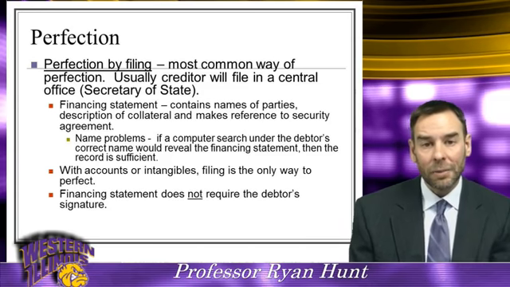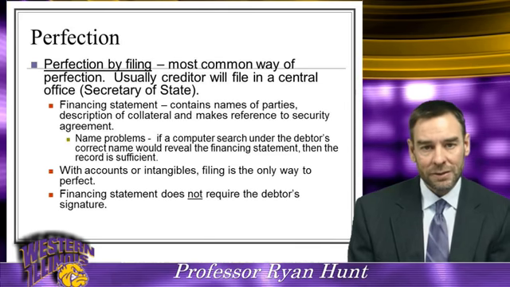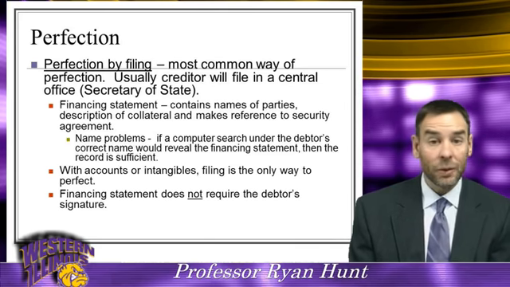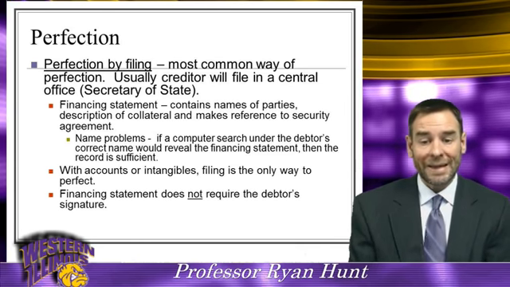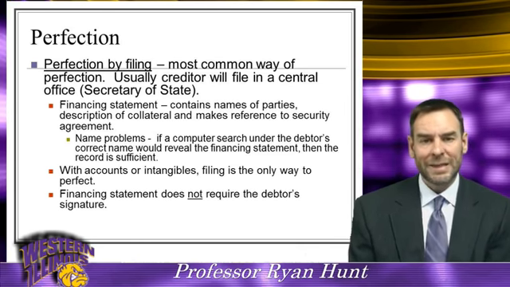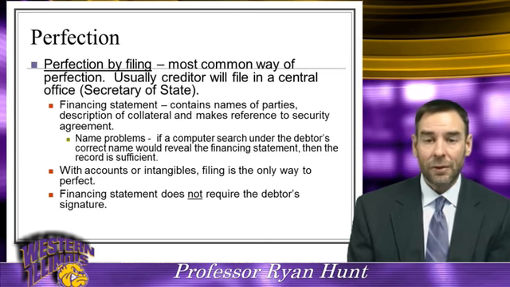Okay. What about other types of perfection? With accounts or intangible things, filing is the only way to perfect. So if I'm going to try to perfect an interest in accounts receivable of the debtor, or an intangible thing like a copyright or a trademark or something like that, then the only way to perfect that is by filing.